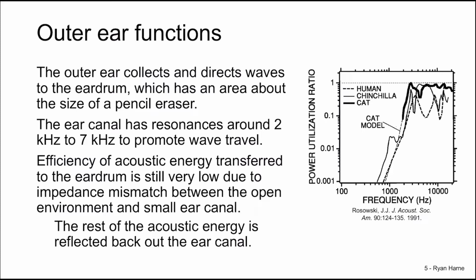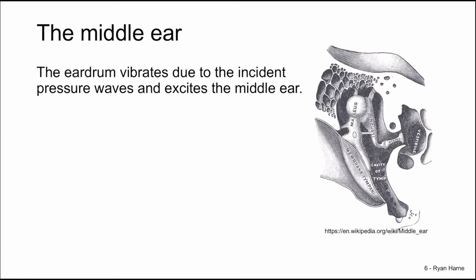So what happens to that acoustic energy if it doesn't reach the eardrum? Well, it's literally reflected back out the ear canal. But once the eardrum begins to vibrate at the back end or inside of our ear canal, this causes vibration in the middle ear. The middle ear is open. It's not encompassed in fluid. It does not interact directly with the open air. It's a cavity inside the temporal bone.